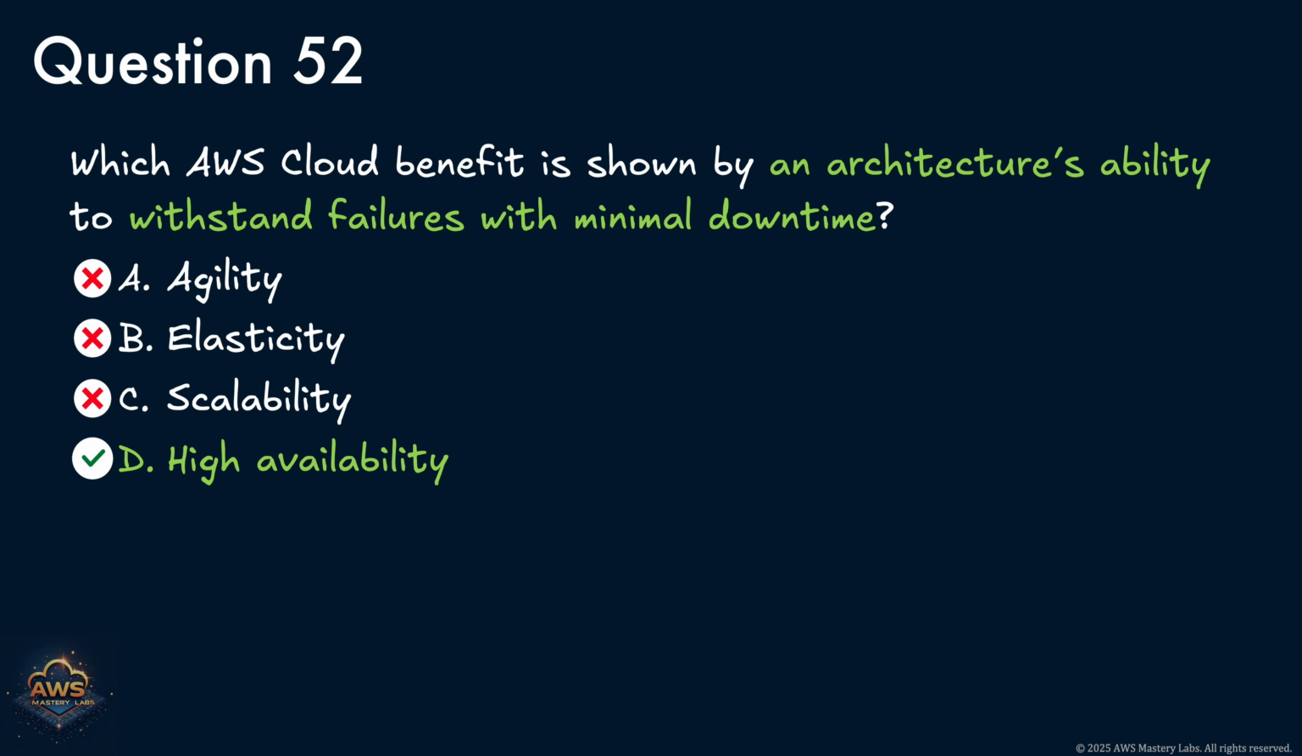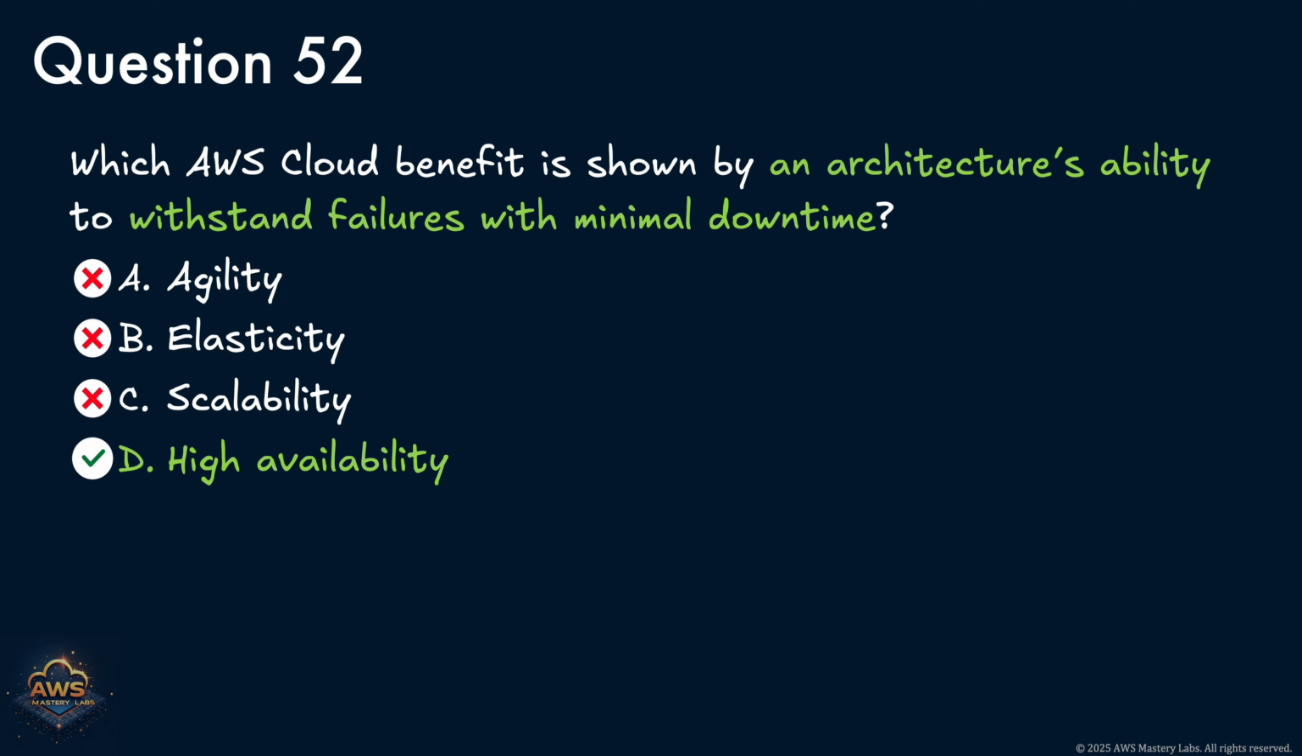Option D, high availability. This is exactly what the question is describing. High availability in AWS is achieved by designing systems that operate across multiple availability zones or even regions to ensure continuous operation during component or infrastructure failures.